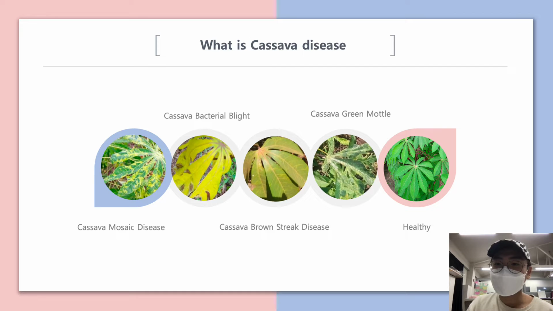Cassava disease presents visually recognizable symptoms on the leaves. Due to these characteristics, a predictive model can be created by training on leaf images. By comparing various CNN models, we analyzed which model is best for cassava disease classification.